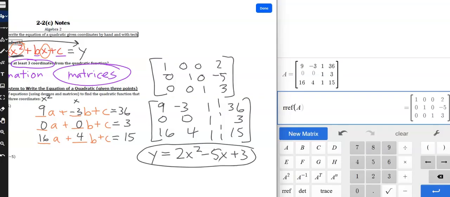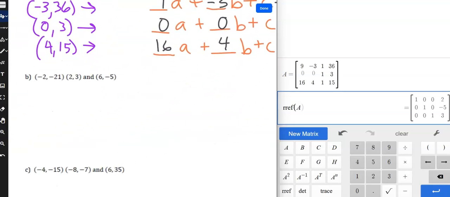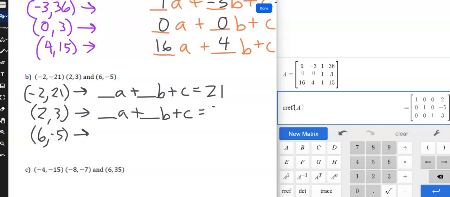So, the most work we're going to have to do is finding the equations, and then we can use the calculator to do the rest of the work. So let's see here. Negative 2, 21, 2, 3, 6, negative 5. So something times A plus something times B plus C equals 21. Something times A plus something times B plus C equals 3. Something times A plus something times B plus C equals negative 5.